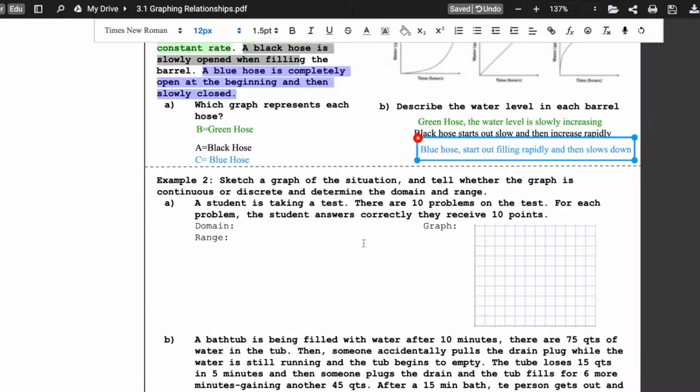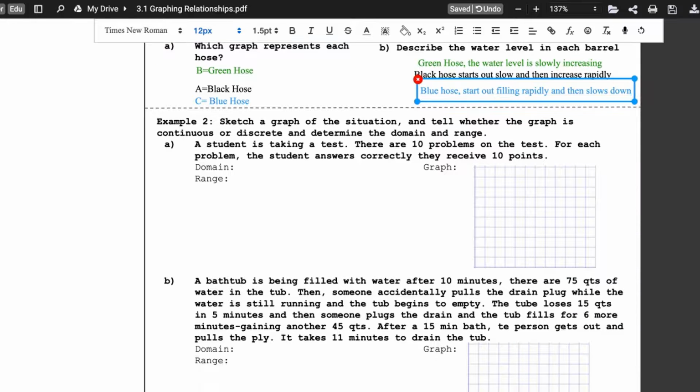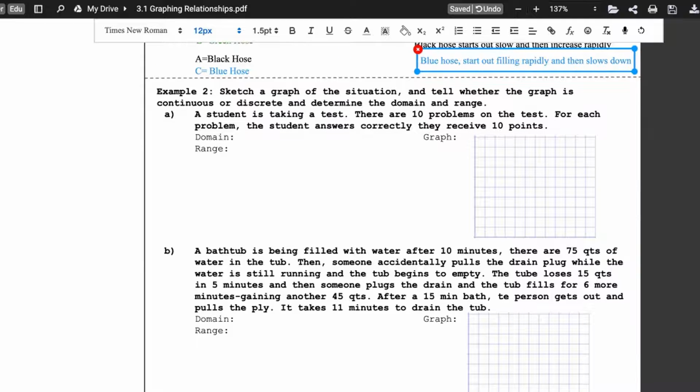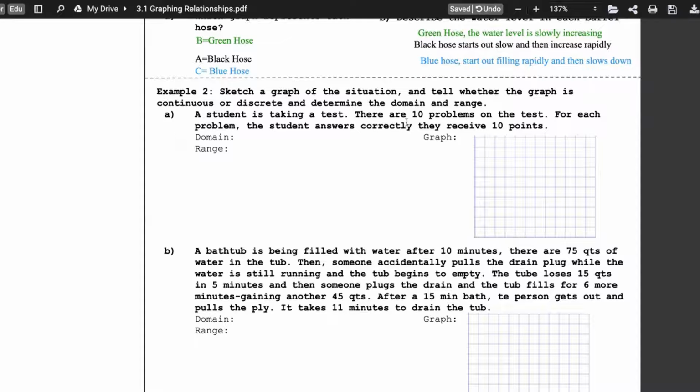Okay, so the next example, we're going to sketch a graph of the situation and tell whether it's continuous or discrete, and then determine the domain and range. So in this one, again, we're going to have to read a problem and then make our graph. So a student is taking a test. There are 10 problems on the test. For each problem the student answers correctly, they receive 10 points.